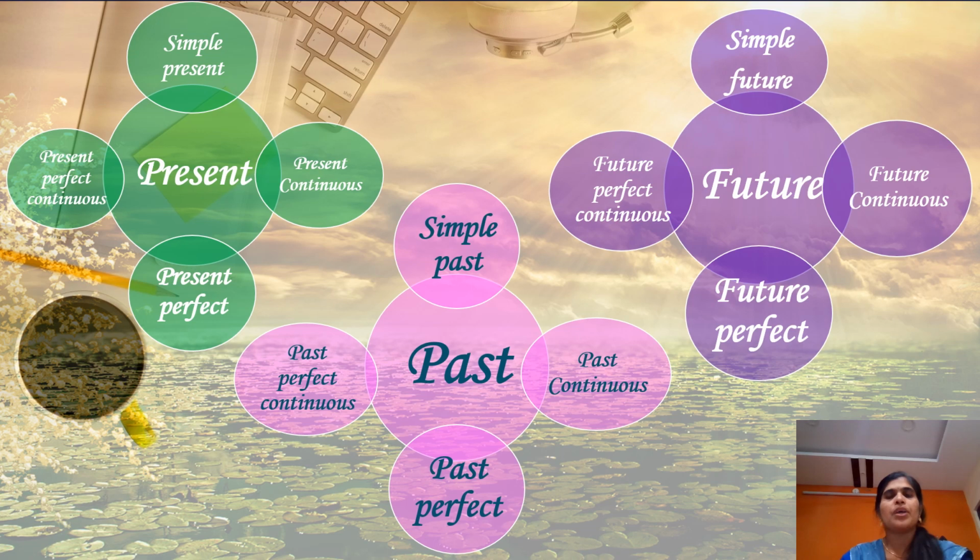In the same way, if we are speaking about the past tense, again it is divided into four subtenses like simple past, past continuous, past perfect, and past perfect continuous. Apart from this, if we are speaking about the future tense, again it is divided into four subtenses like simple future, future continuous, future perfect, and future perfect continuous. So, children, in this manner, the three types of tenses are divided into different subtenses.